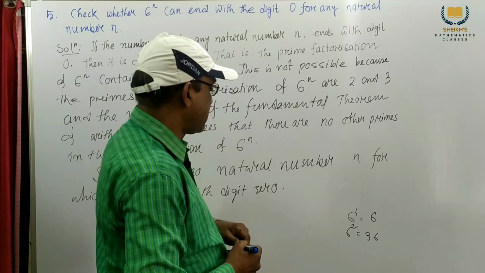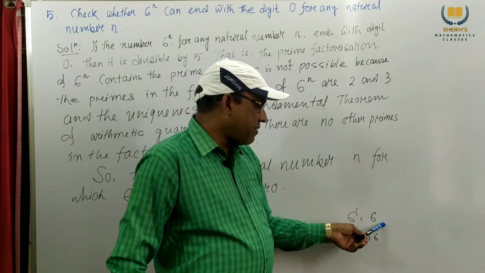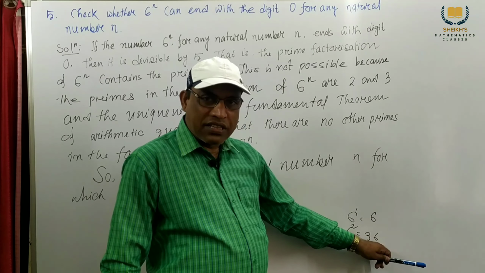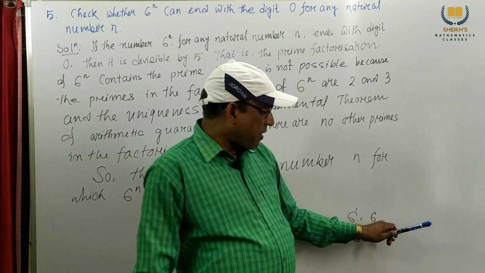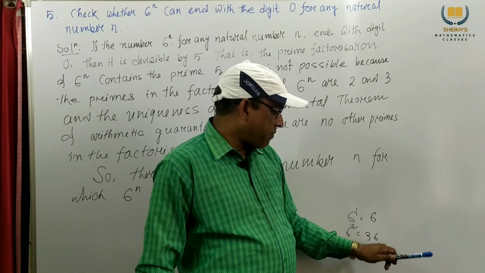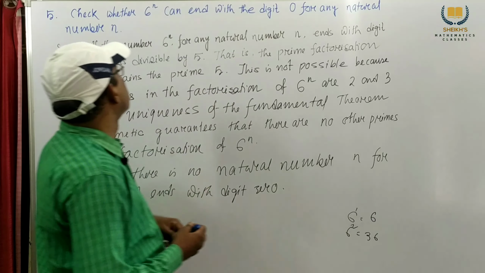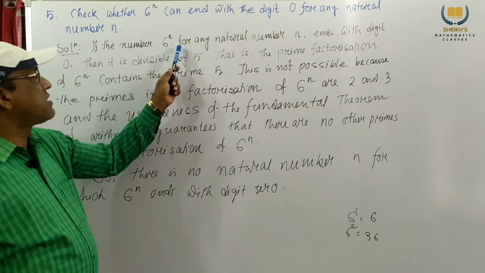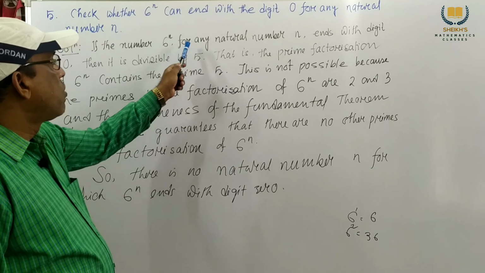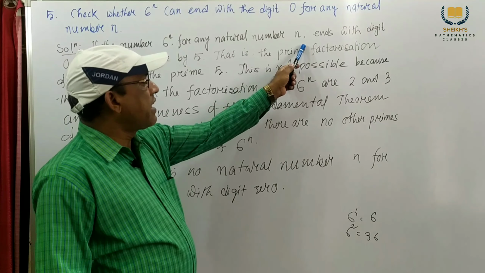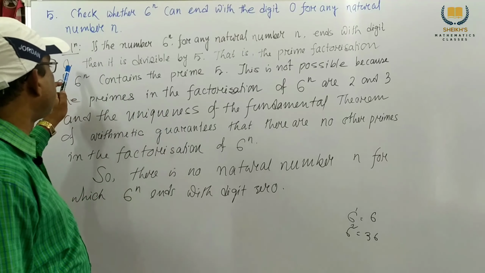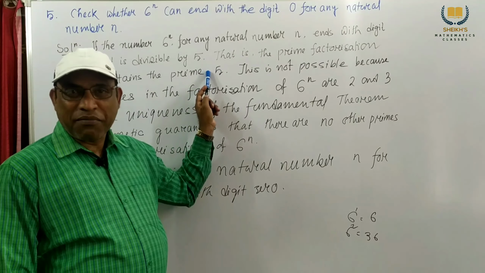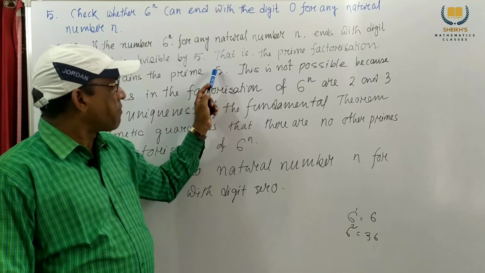Now we write this: if a number ends with 0, then it is divisible by 5, but here the ending digit is not 0, so it is not divisible by 5. This is the prime factorization of 2 and 3. So we have to write this: if the number 6 to the power n for any natural number n ends with digit 0, then it is divisible by 5.